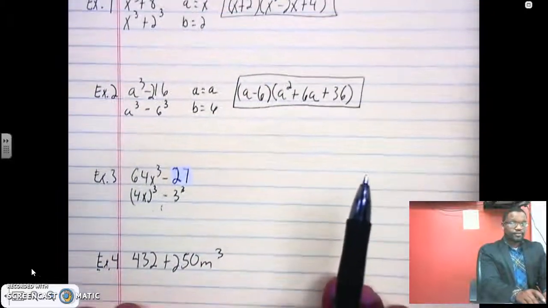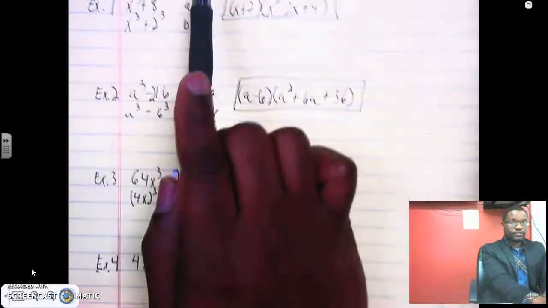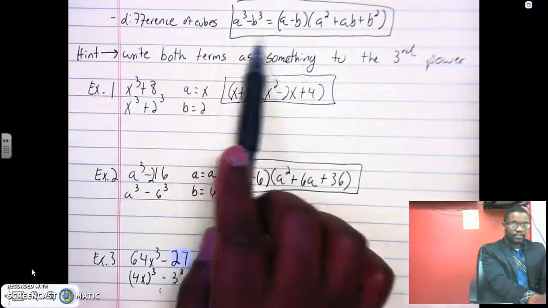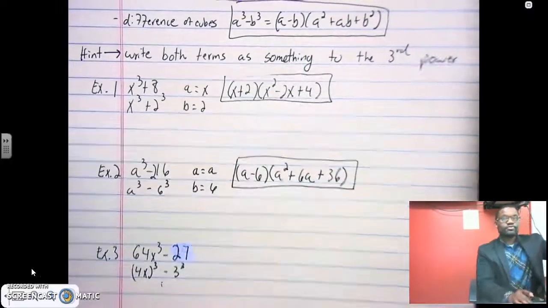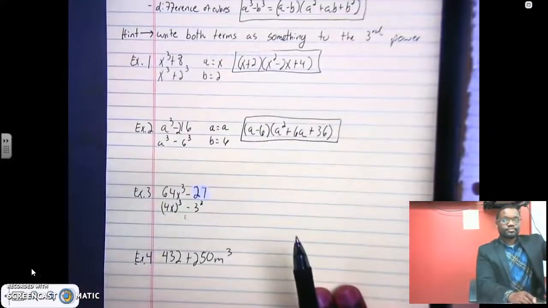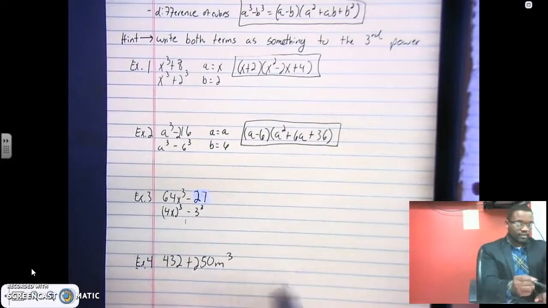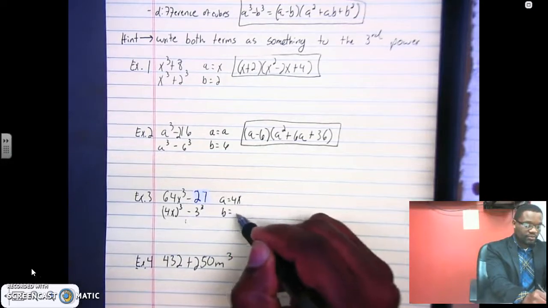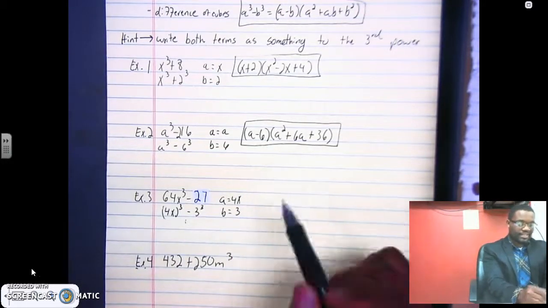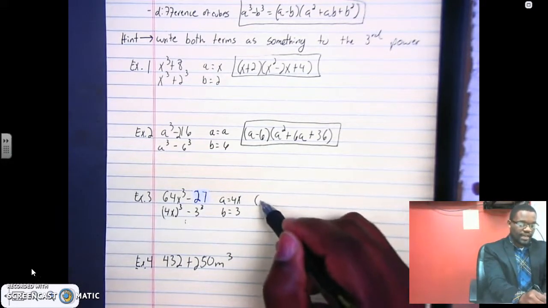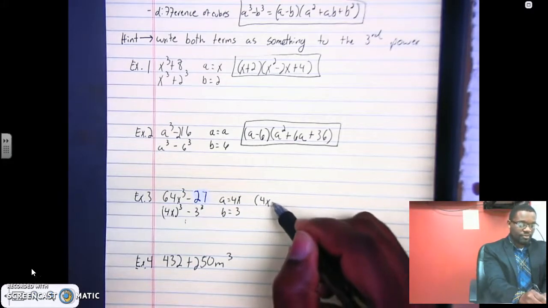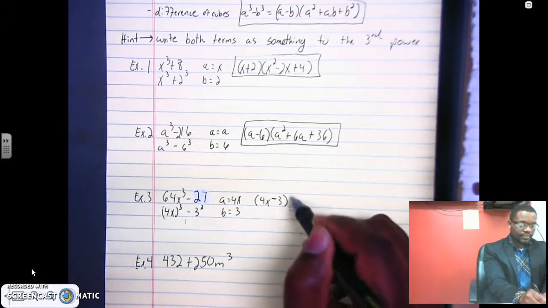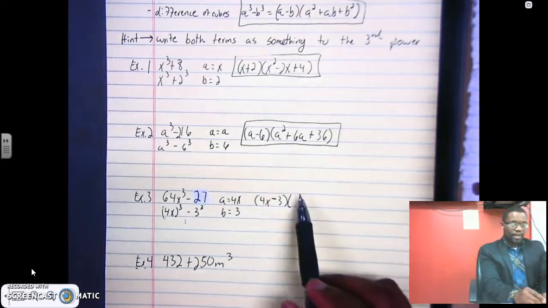So that means I'm going to use the difference of cubes formula, which is up here. The difference of cubes formula says A equals 4x and B equals 3. All right? It says to do A minus B. Then it says do A squared.